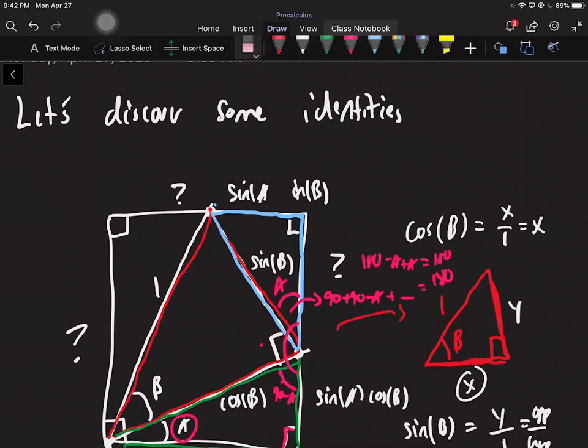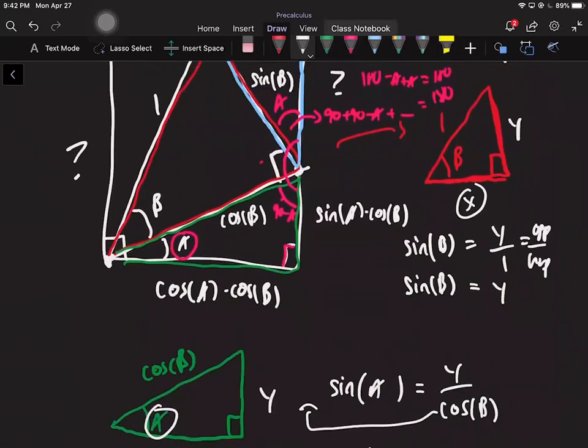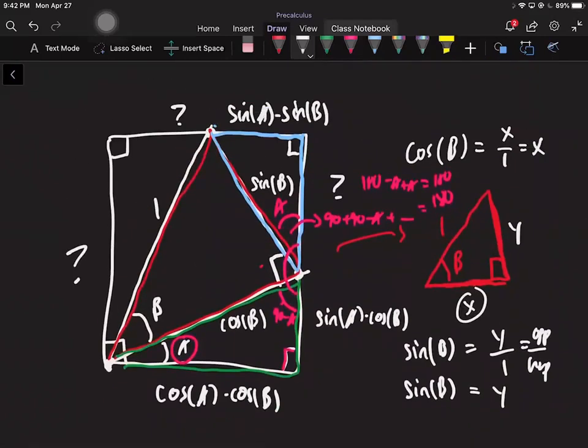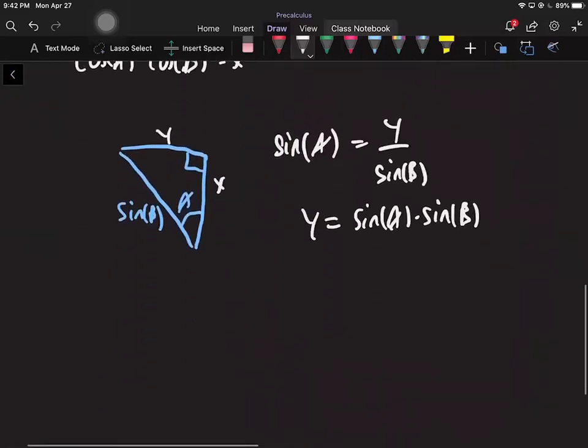And get rid of that dot actually, because I haven't been using the dot notation. So it's just sine alpha times sine beta. Oh, I guess I did use it there. Okay, I'll put dots in. Sine alpha times sine beta. All right, so that's how you get y here.